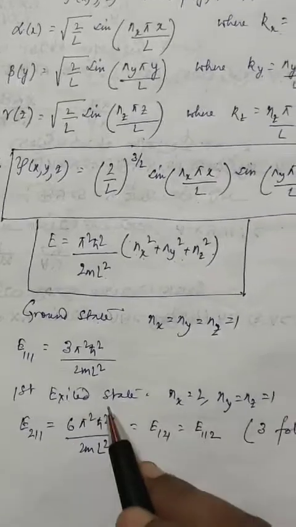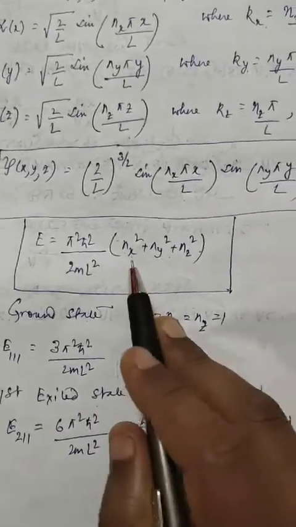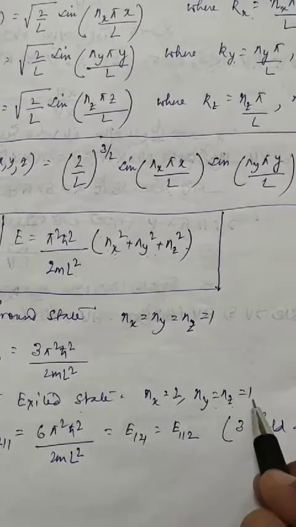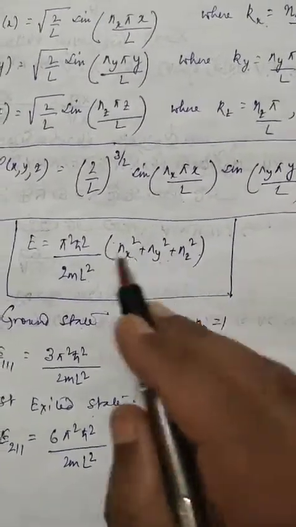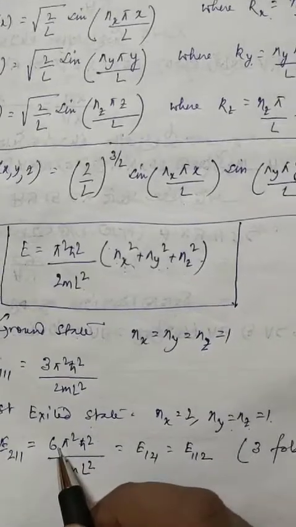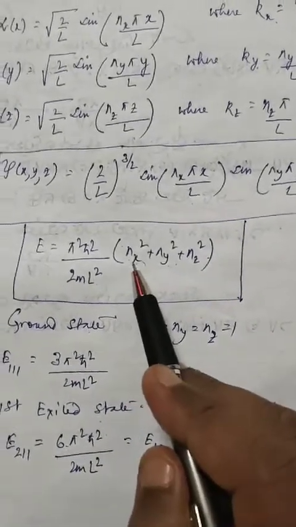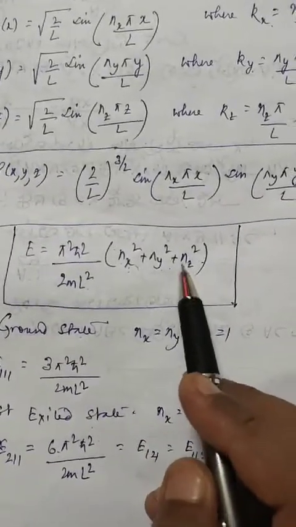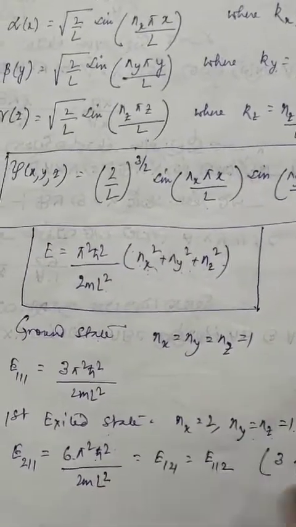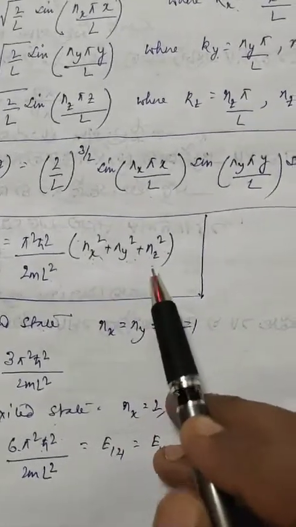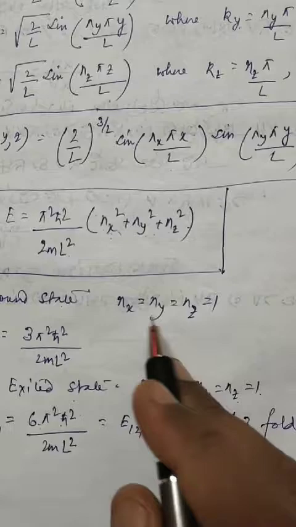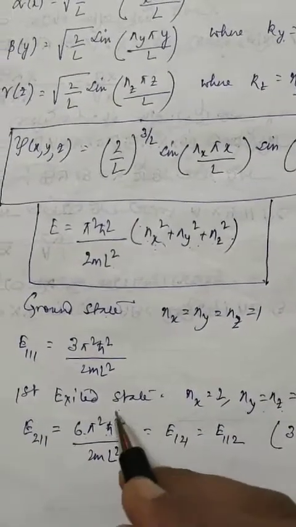What about the first excited state? The first excited state is nₓ becomes 2, n_y and n_z remain as 1. So you have 2², that is 4, plus 1 plus 1, that is 6π²ħ² by 2mL². Now you see, the same energy value can also be obtained if nₓ and n_z remain as 1 and n_y becomes 2. So 1, 2, 1 will give the same energy value. Another one, if nₓ and n_y remain as 1, n_z becomes 2, that is 1, 1, 2. So you can see, for all the three combinations of nₓ, n_y and n_z, you have the same energy values.